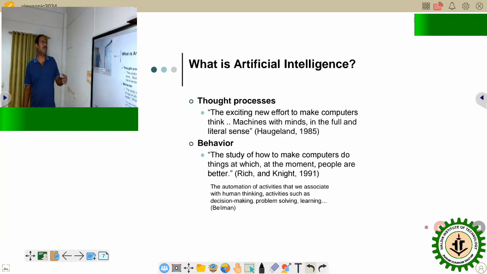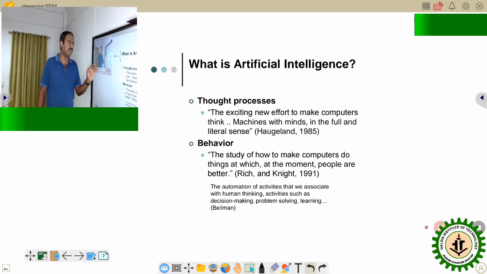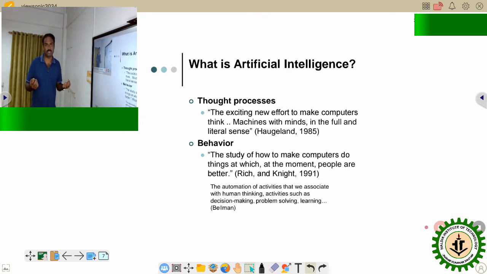Now, what is the thought process? The thought process is the exciting new effort to make computers think. That means the computer can think. Yes, they can, but how? Obviously, there is a particular procedure. Otherwise, computers do not have brains like us. So that's why we can't say computers can actually think. They actually imitate, and they actually do whatever you want them to do. Now, these are some things that can describe artificial intelligence.